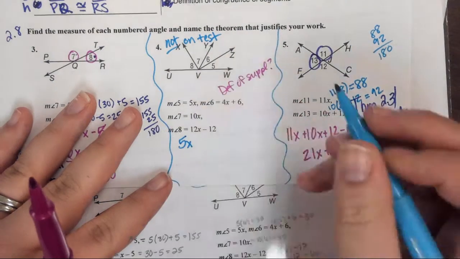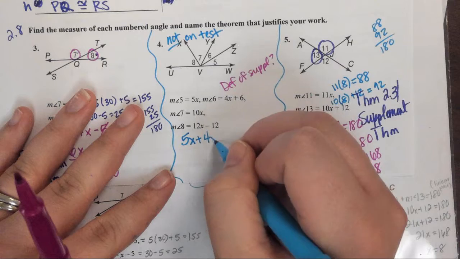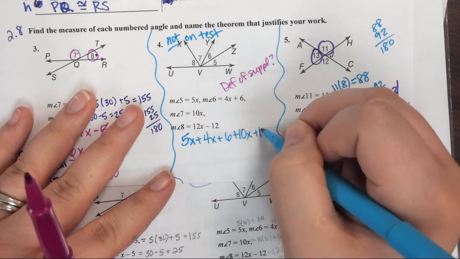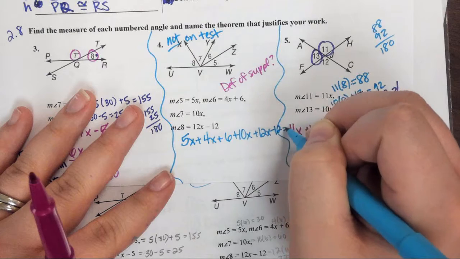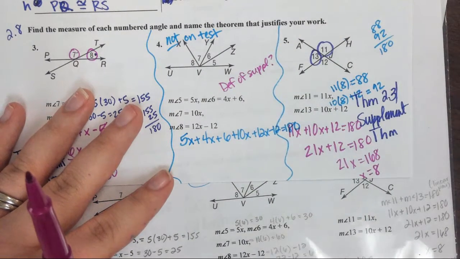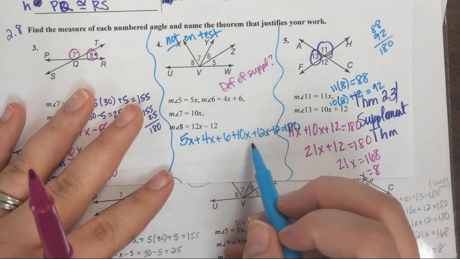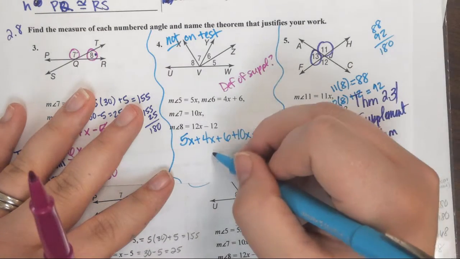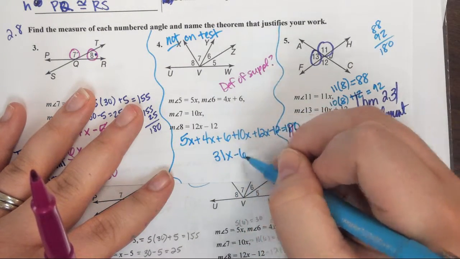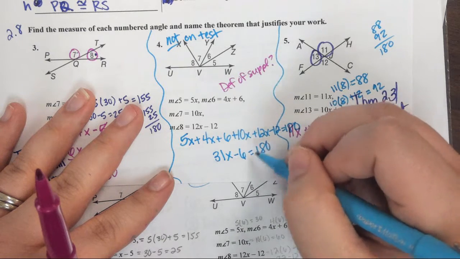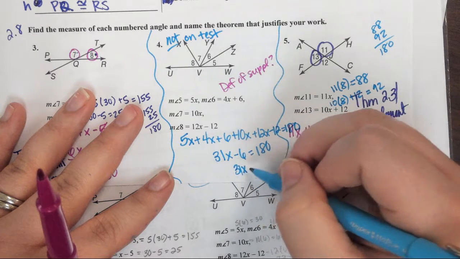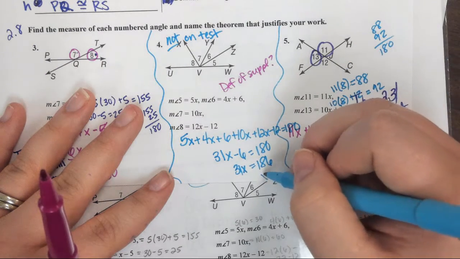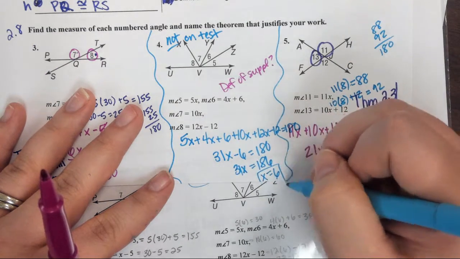Although we still can practice adding them all up and setting them equal to 180. It won't hurt us. 19 plus 12, I get 31x minus 6 equals 180. So 31x equals 186. You divide both sides by 31, you're going to end up getting x equals 6.